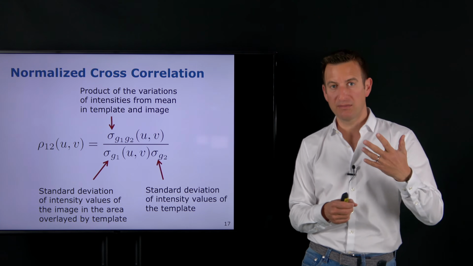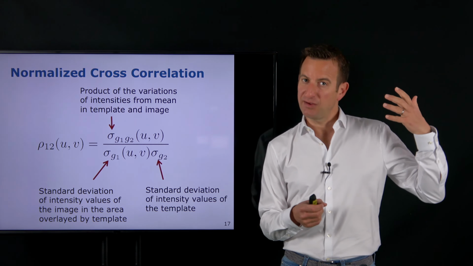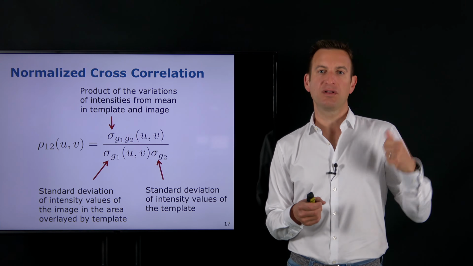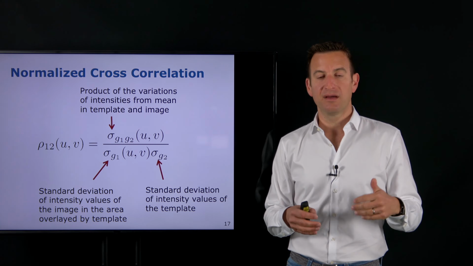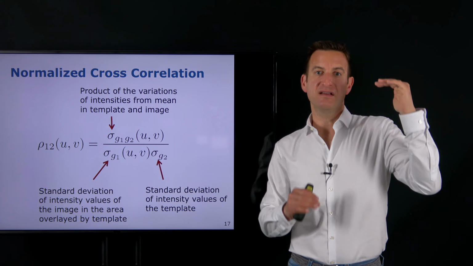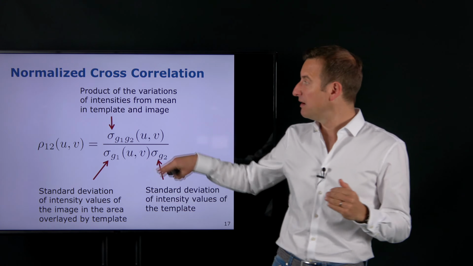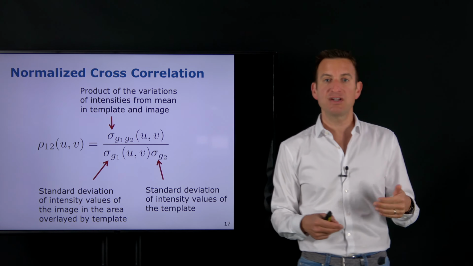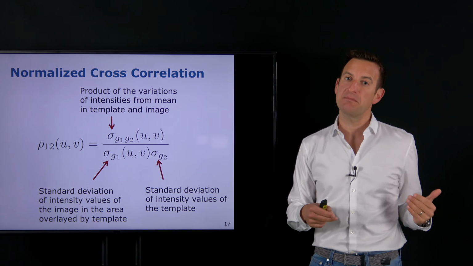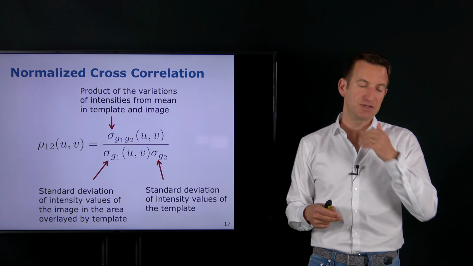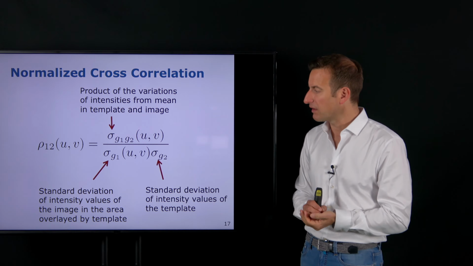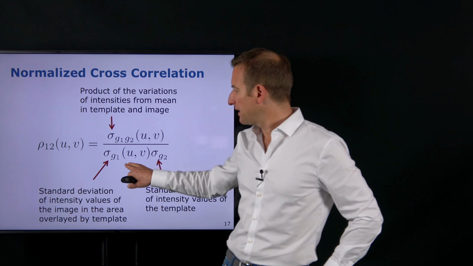If I take one image and take my intensity values and I add, let's say, 10 to all intensity values, then the mean is higher by an absolute value of 10. But if I'm just looking at the variations of intensity values from that mean in both images, then I'm invariant under that.